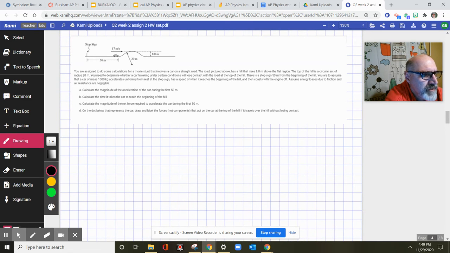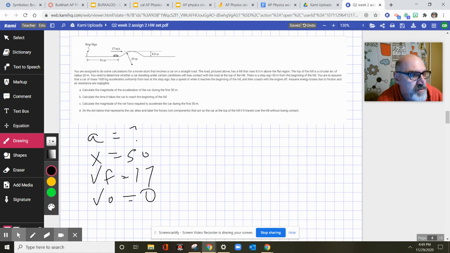So the car races 50 meters, and we want to calculate the acceleration of the car during 50 meters. So the acceleration is what I want to know, and the displacement is 50, and I need some more information. There's a stop sign. Your assumed mass, that doesn't help. Speed, okay, so the speed when it gets to the end is 17, and I think we can assume that the car starts from rest. I'm doing it anyways. I'm going for it.